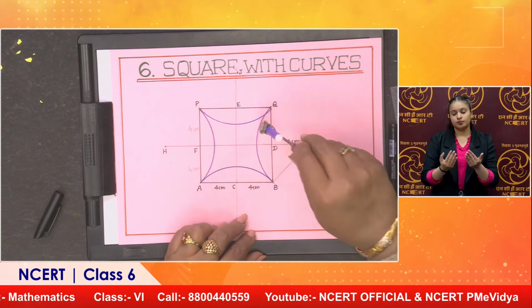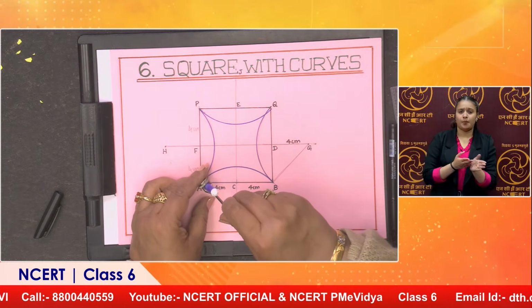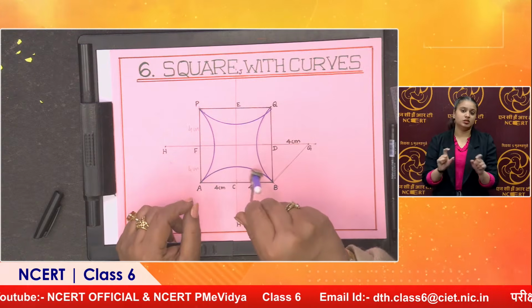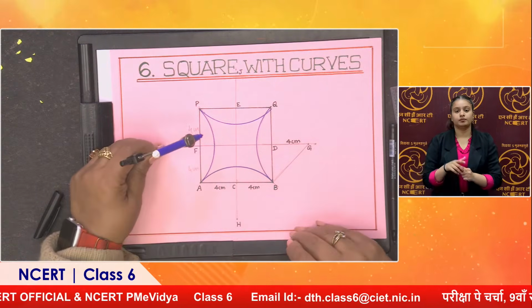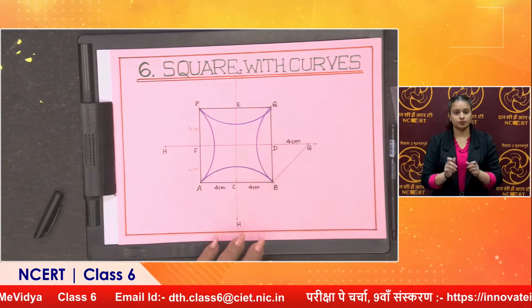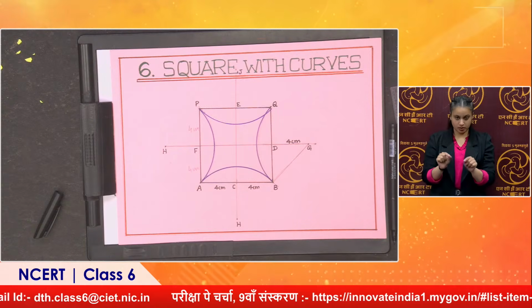Okay. I have done it for you. For all the sides you have to do the same thing. We have to take 4 centimeters and then complete the bulge this way. Here also we can place it and complete. This way, children, you can construct a square with curves inside to show the bulge.